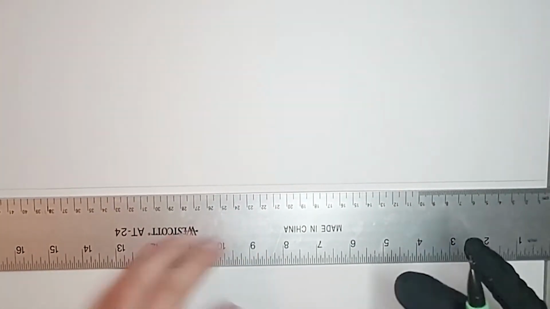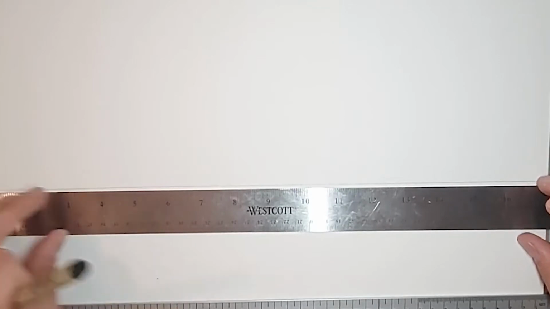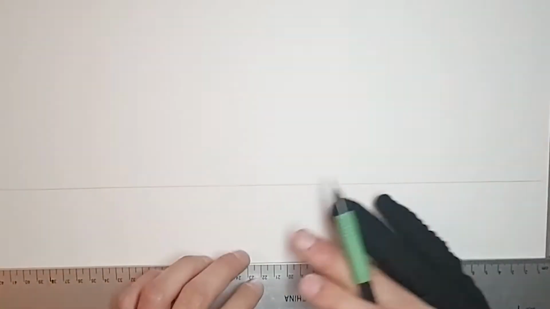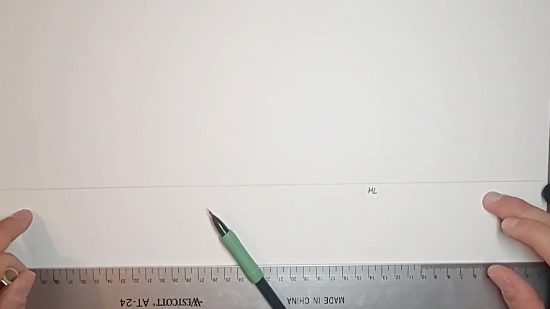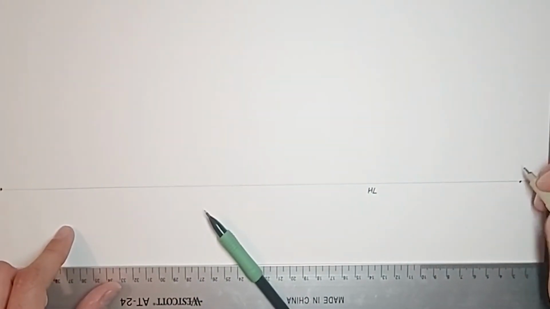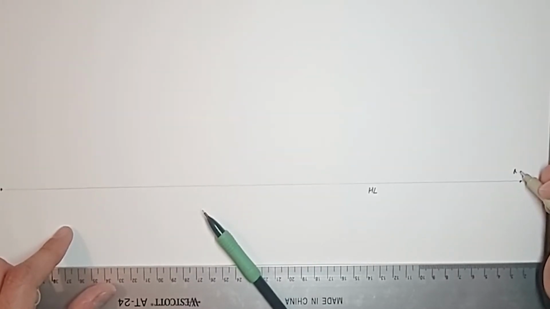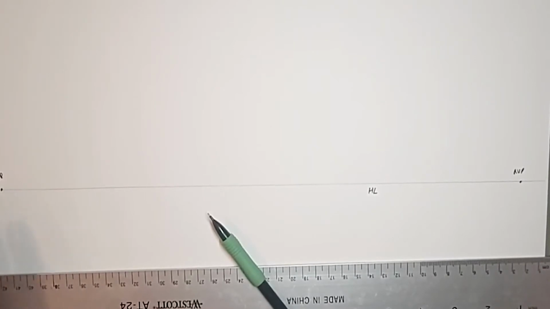If you don't have a T-square ruler, go ahead and grab a ruler like this. And again, just keep it as straight as you can. Again, nothing complicated, nothing hard, just pretty simple stuff. But like I said, this is what we call your horizon line, or as I'll put right here, HL. And then your next 2 points will be first the left vanishing point and your right vanishing point. So I'll just go here, R VP, and L VP. So this is pretty much all you need to get started.